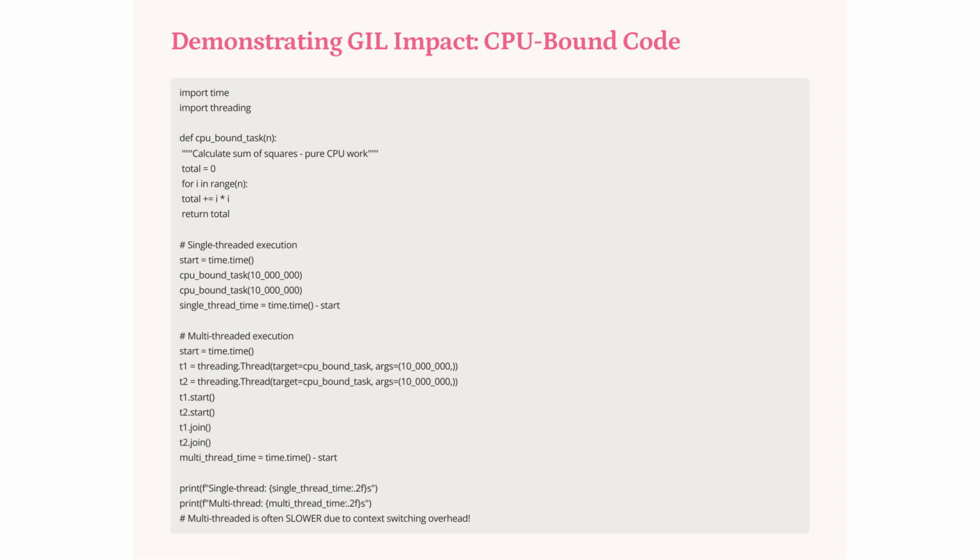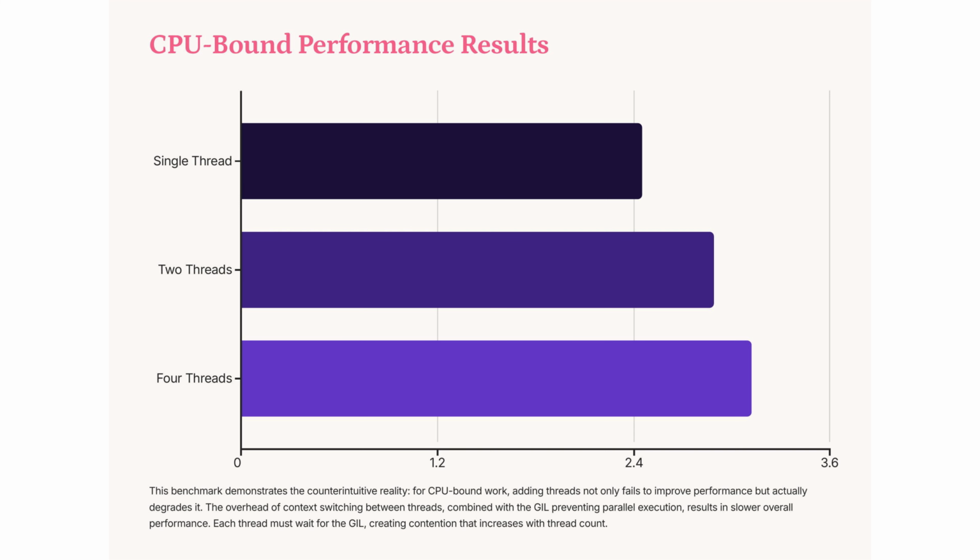The global interpreter lock, GIL, restricts Python threads to one at a time, causing context switching overhead. This results in multi-threaded execution being slower, as demonstrated by comparing execution times for single and multi-threaded runs. For CPU-bound tasks, adding threads degrades performance due to the global interpreter lock, GIL. The benchmark shows that single-thread execution is faster than multi-threading.